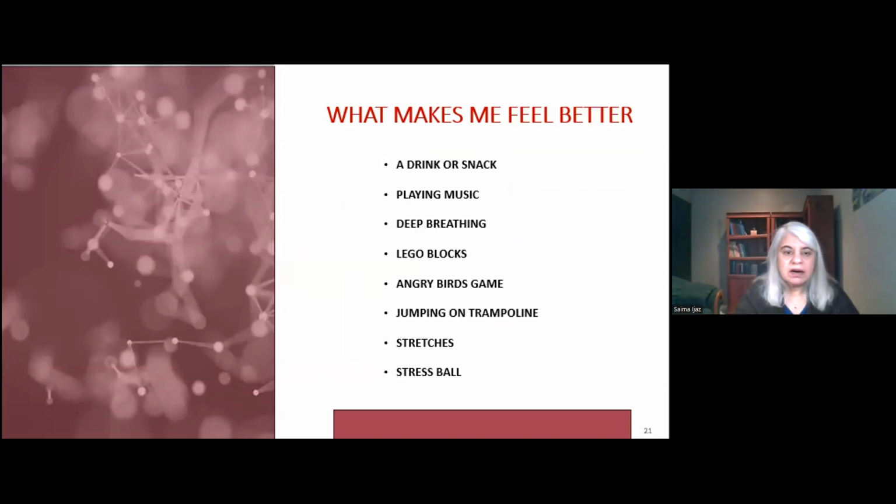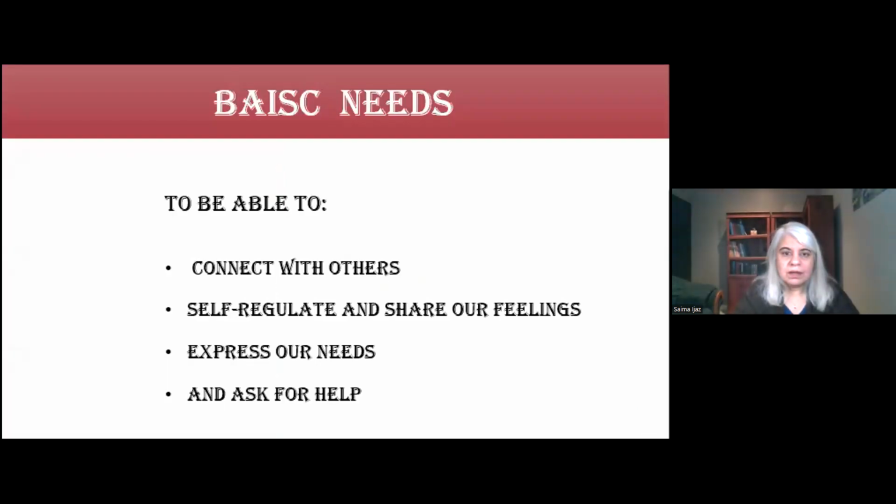Once feeling better, ask them to write down what makes them feel sad or frustrated and share if they feel comfortable. You can encourage them to share with the family, with a friend, with an uncle, aunt, with a school counselor, with a therapist, but not to keep it to themselves. To be able to connect with others, self-regulate and share our feelings, express our needs, and ask for help is necessary for everyone, especially for children for feeling secure and emotionally well.